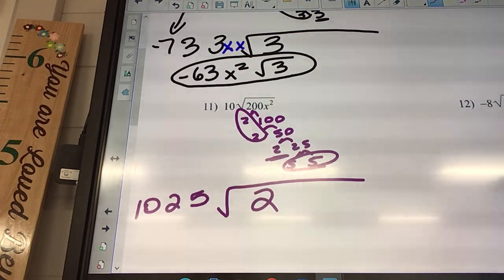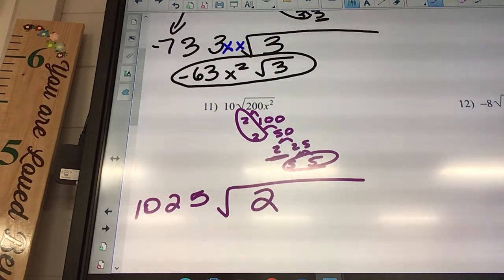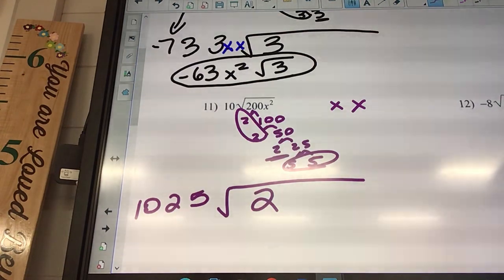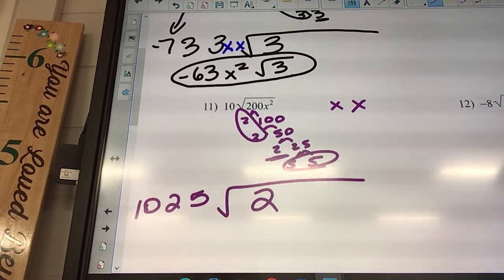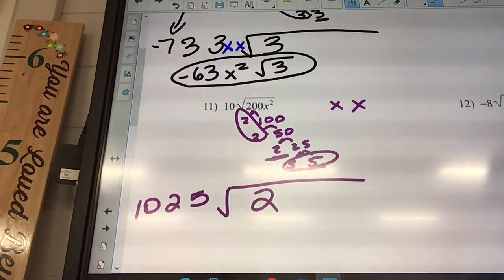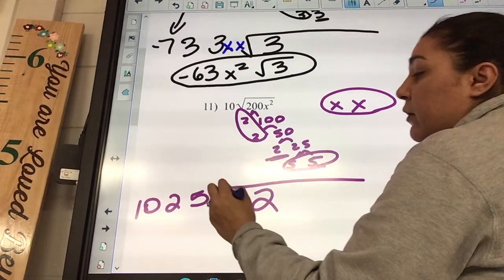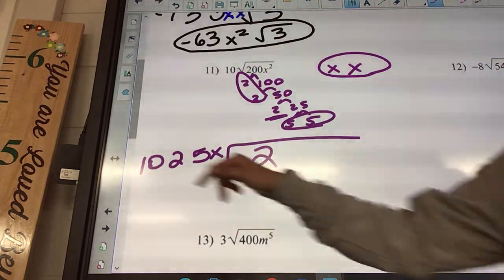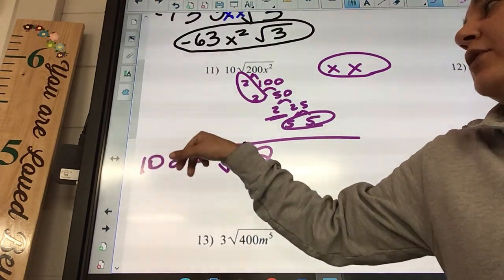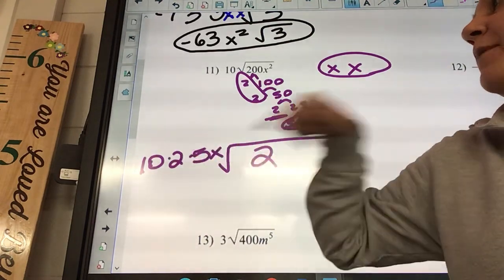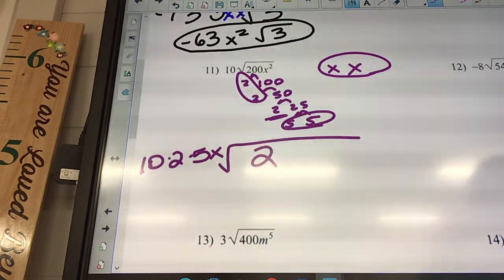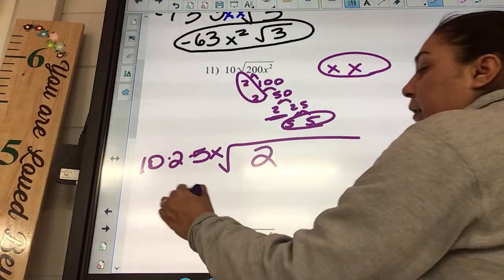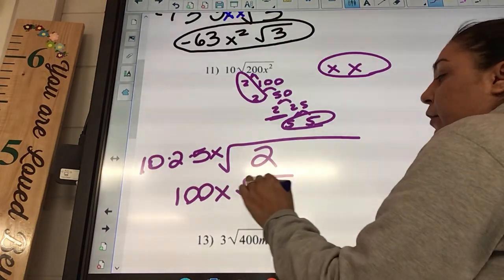And then we look at the letters. How many x's do I have? 2, so x and x. How many of those guys can go? One group, so we're going to circle him, and he's going to go on the outside. And don't get confused here. This is not 1 times 0 times 2 times 5. It's 10 times 2 times 5. What is 10 times 2 times 5? 100 x square root 2.